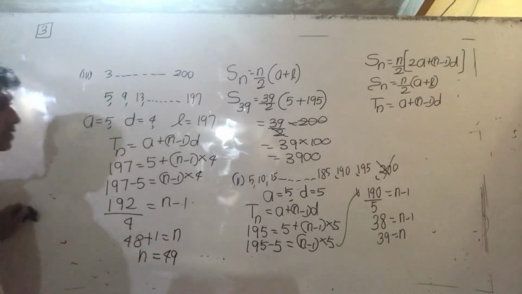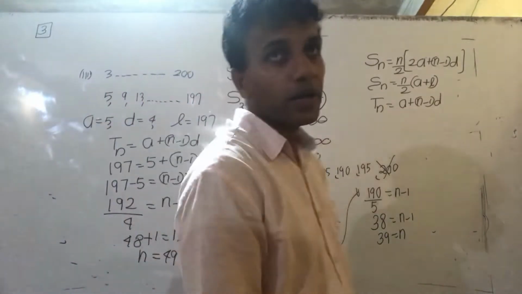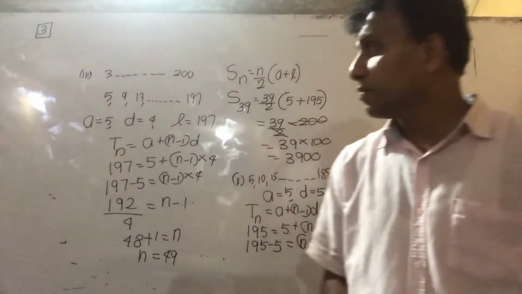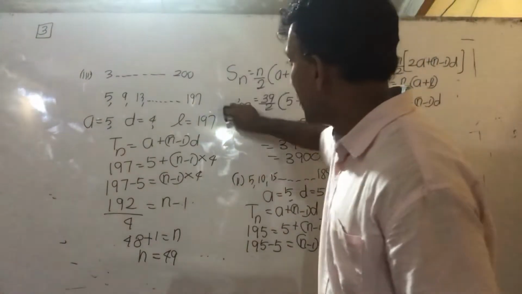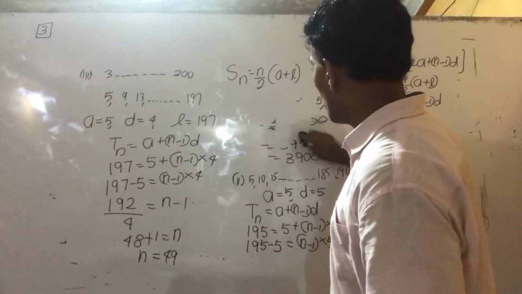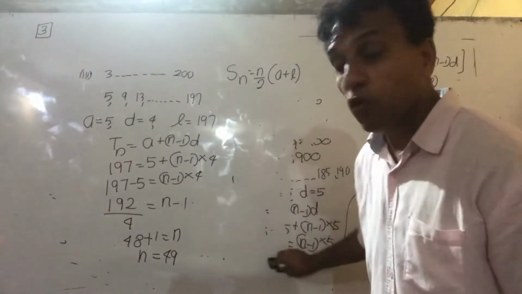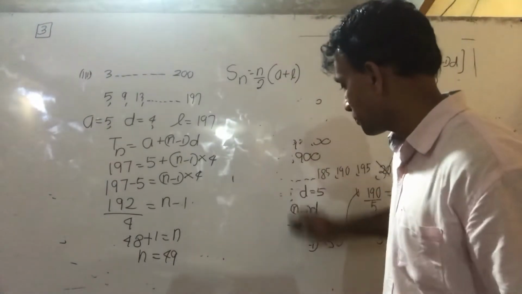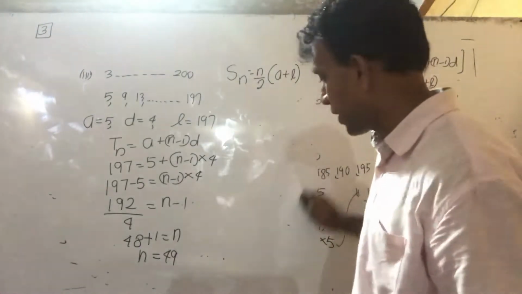49 numbers are there, starting at 5, finishing at 197, which are divisible by 4. Balance comes 1. Now find their sum. Use this Sn formula. Find their 49 term summation. So this formula, no use of the common difference, right?